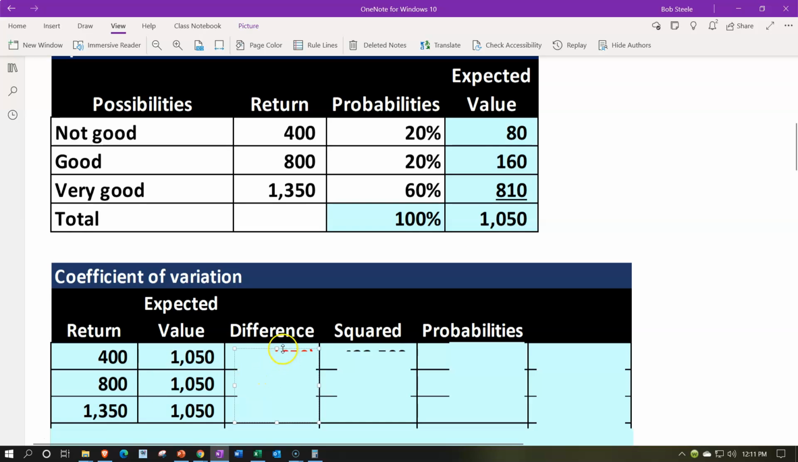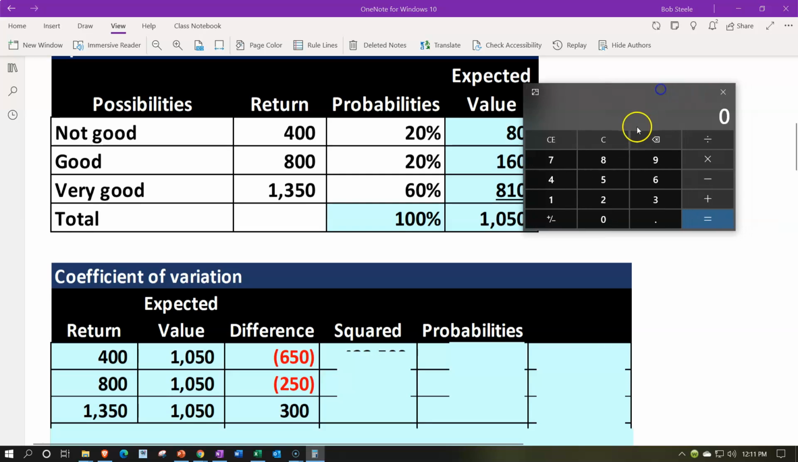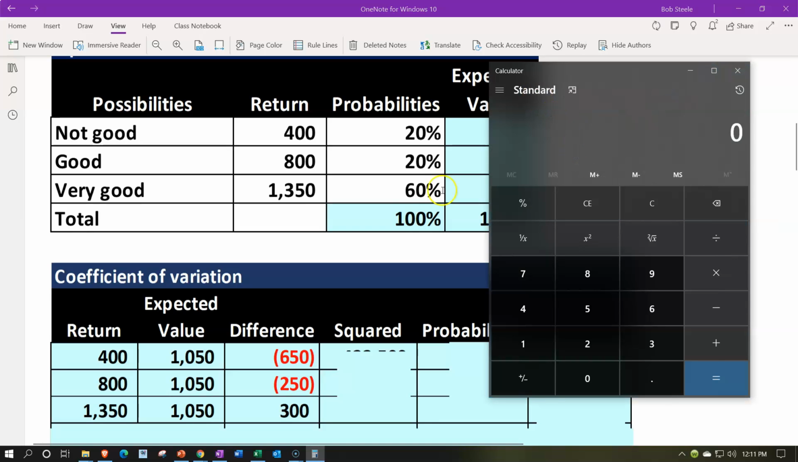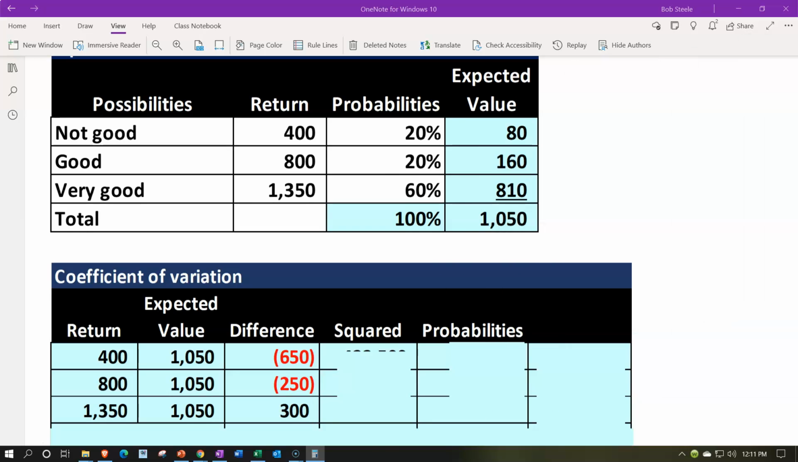So the 400 minus the 1,050 is the negative 650. The 800 minus the 1,050 is the negative 250. And the 1,350 minus the 1,050 is the 300. Now we're going to go through our process and square that. So let's do the first one with our trusty calculator, squaring the first one. So we're going to make it negative 650 and then square it, which is going to be 422,500. The negative 250 squared is a positive 62,500. 300 squared is the 90,000.